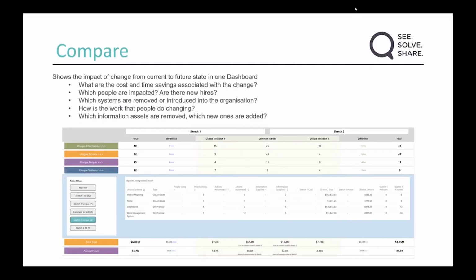The final insight is the compare dashboard. This is where we're able to look at a current state and a future state, for example, and understand the change between those 2 states. We can see the cost and the time savings associated with a change. We can understand which people are impacted, which systems, which actions, which information assets.